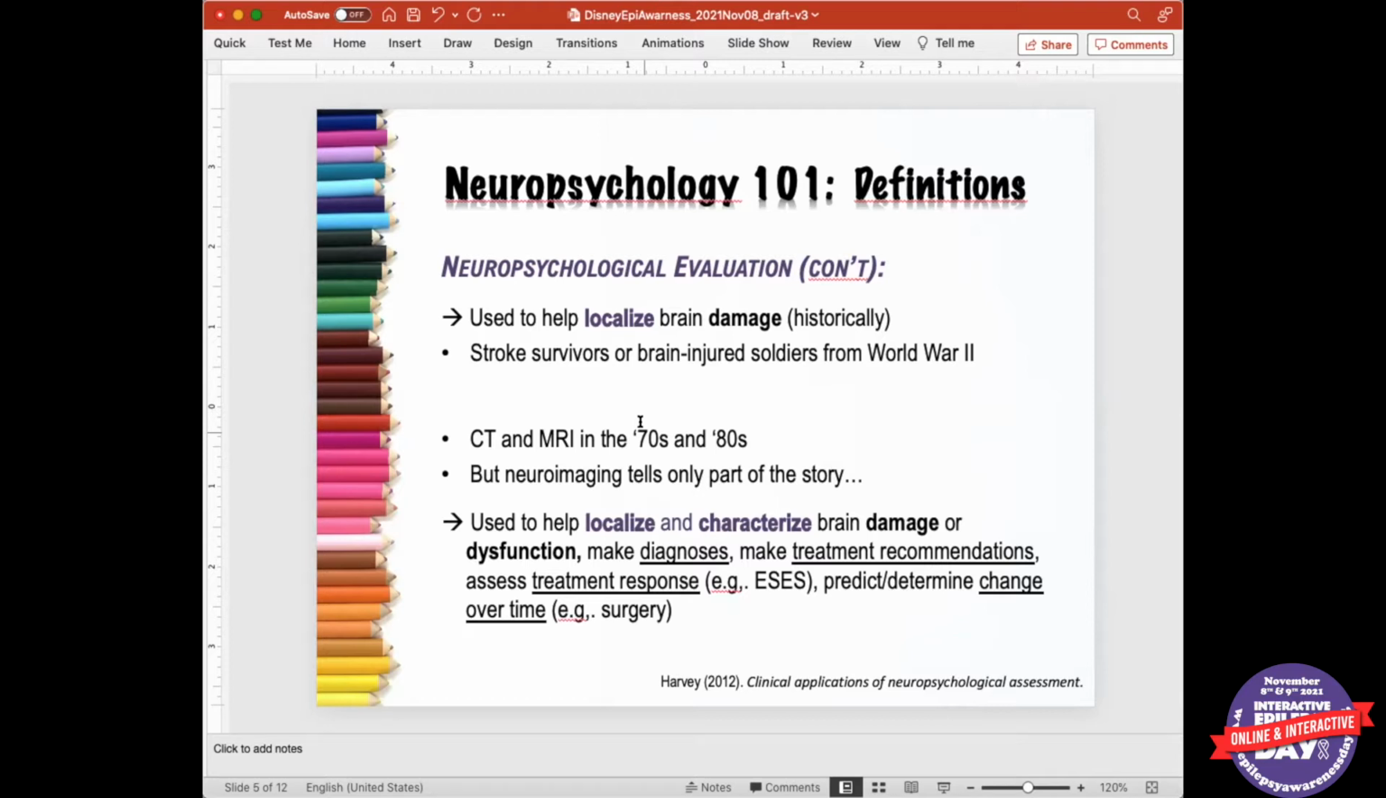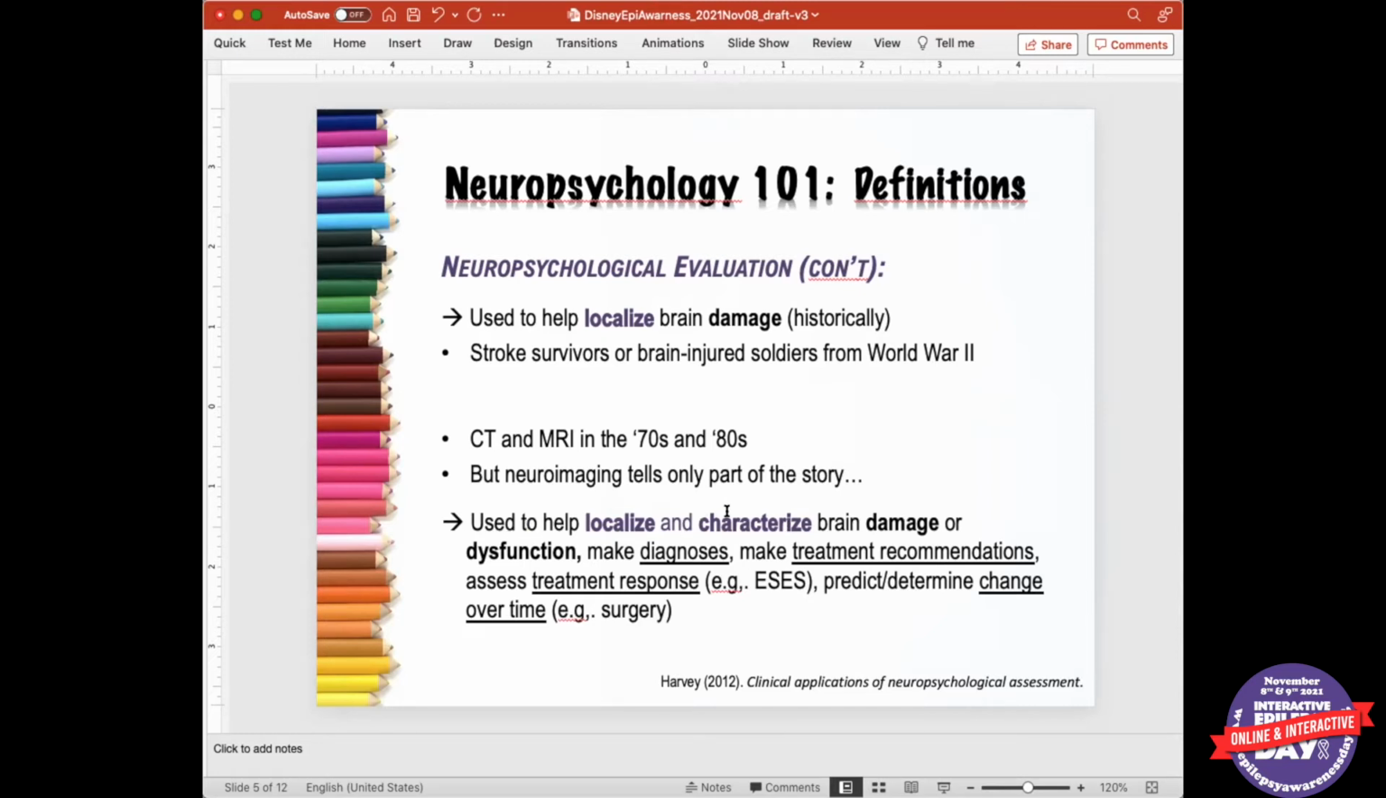You can use functional imaging, for example, to look at what area in the brain might be responsible for helping us speak or remember things. So we can find that out from imaging, but we can't really tell the level of function or what that means for a person's life. So that's where neuropsychology comes in. Nowadays we use it to help localize if we need to, but usually to characterize brain damage or dysfunction.